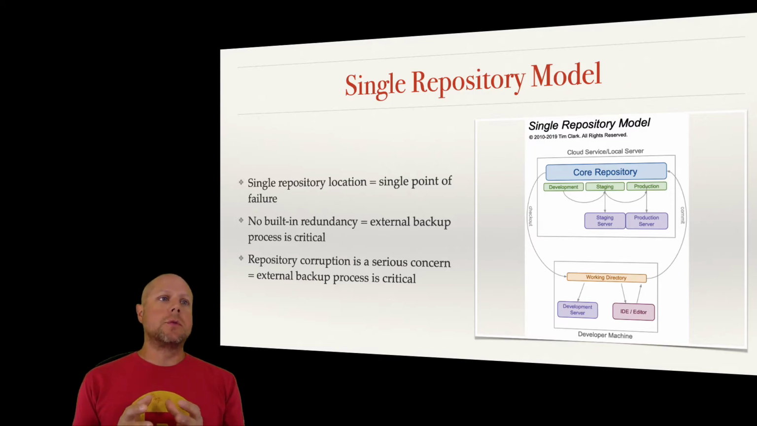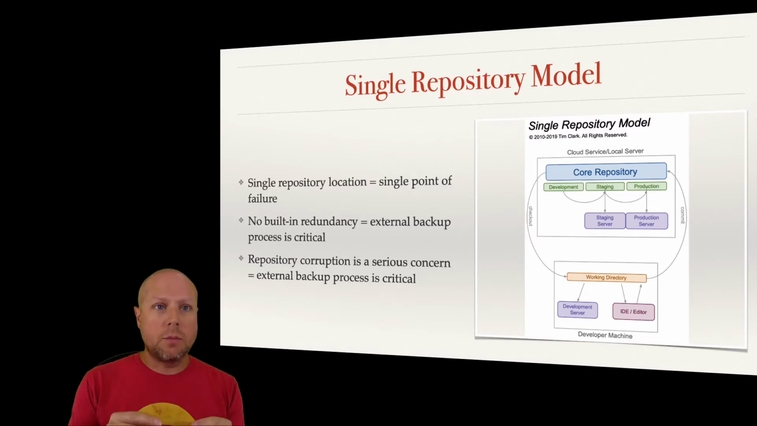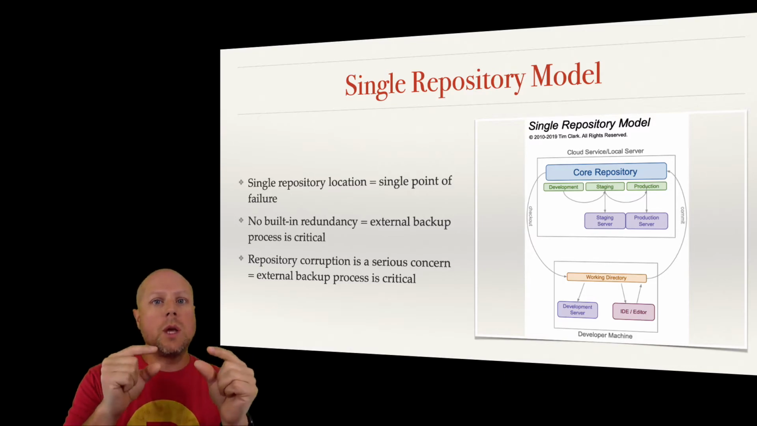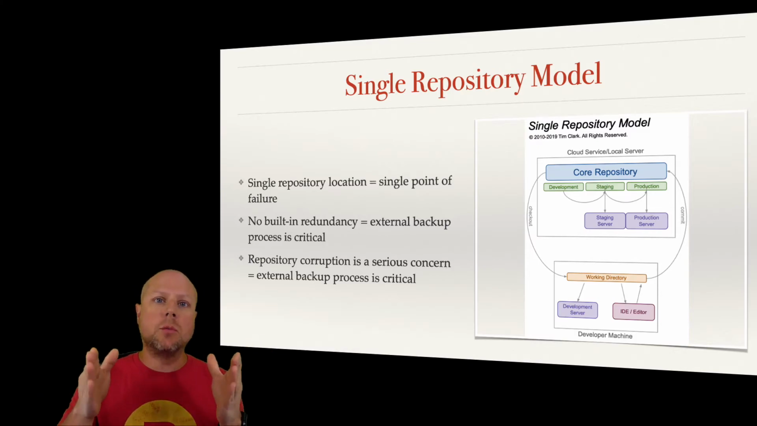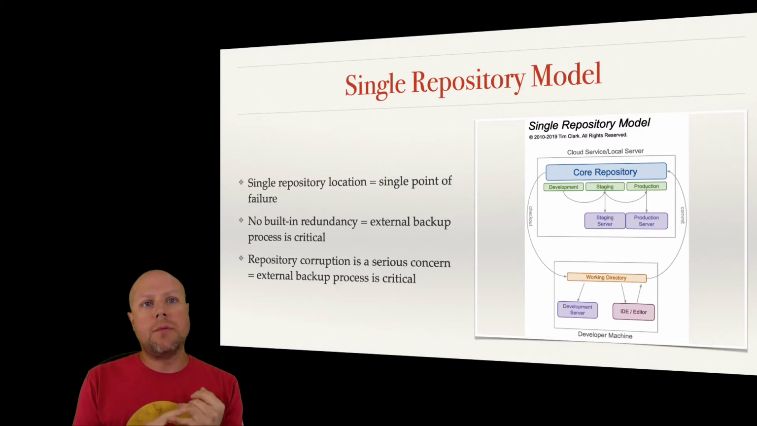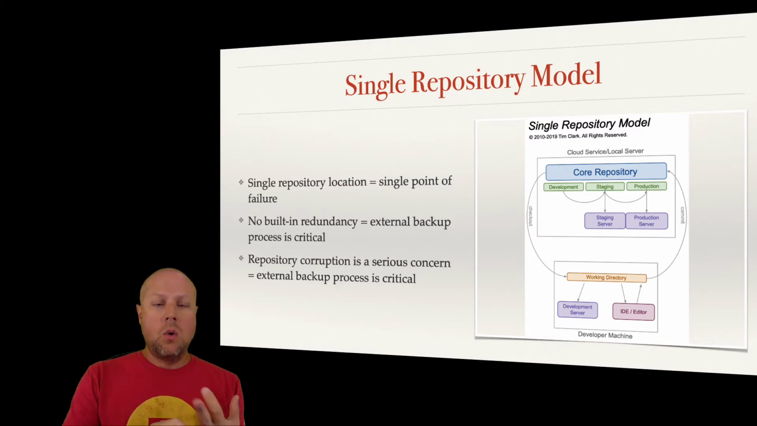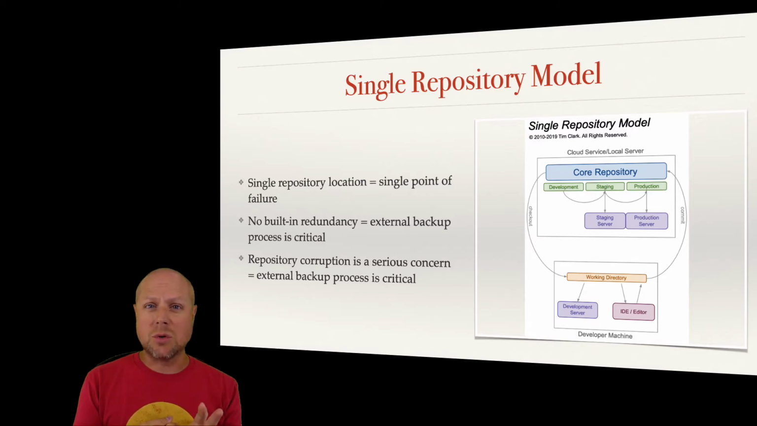One of the biggest problems with the single repository model is that because we have a repository that is sitting in one location, either on a local server or a remote server, it is a single point of failure. Meaning that if that server goes down, or if the internet crashes, or if for some reason you can't get to that cloud service, you haven't paid for it, or that service goes down, or heaven forbid that entire service just goes out of business, you don't have that repository. That repository is gone.